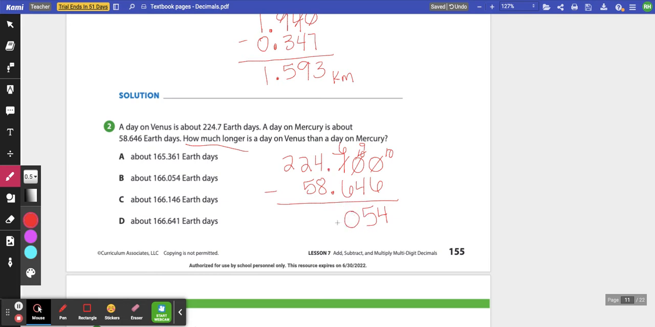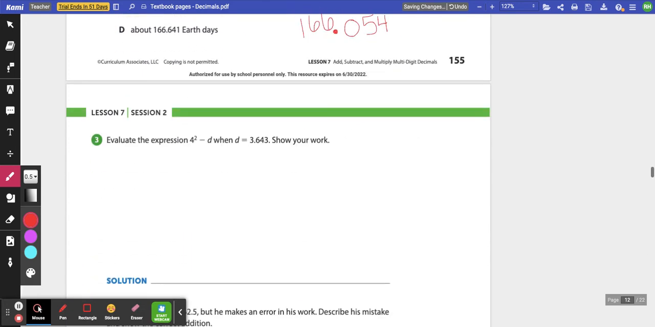I'm going to bring down my decimal straight to my answer. I cannot take 8 away from 4, so I'm going to have to borrow from next door. That becomes a 1. This becomes a 14. 14 minus 8 is going to be 6. 1 minus 5 is not possible, so I'm going to have to borrow here. This becomes 11 minus 5. 1 minus nothing. So I can see that B is the correct answer.